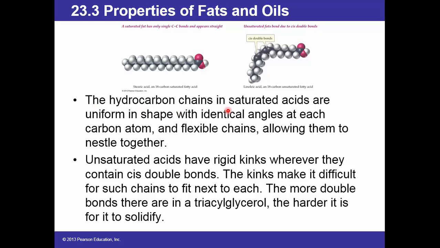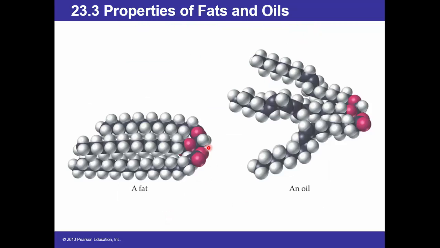Now the hydrocarbon chains in saturated fatty acids are uniform in shape with identical angles at each carbon atom, and the flexible chains allow them to nestle together. Unsaturated fatty acids have rigid kinks wherever they contain cis double bonds. The kinks make it difficult for such chains to fit next to each other. The more double bonds there are in a triacylglycerol, the harder it is to solidify. And again, this is a fat and this is an oil.